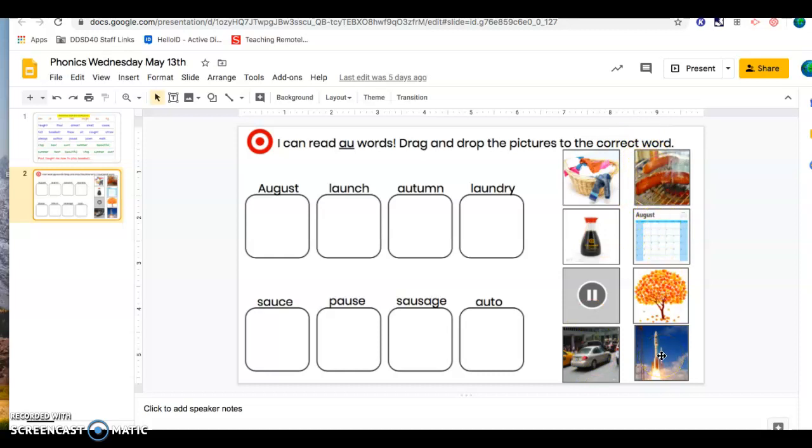When you're done dragging and dropping the correct pictures to the words, make sure to press the X and the blue turn-in button.